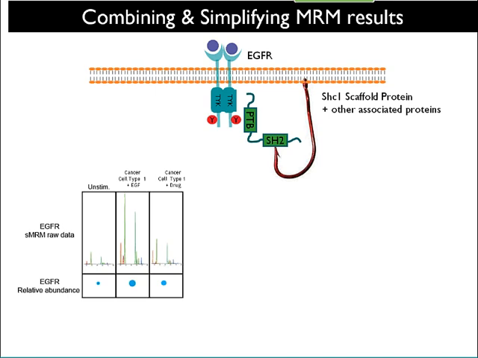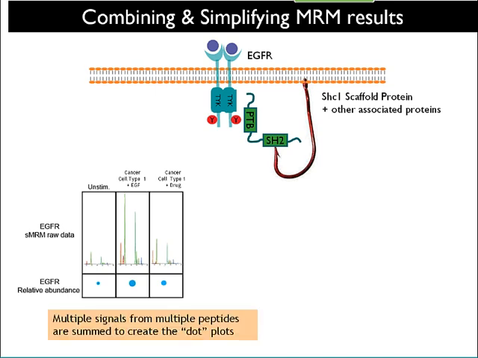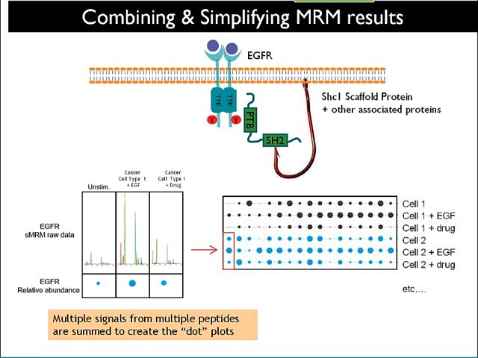Now that's great for certainty. We know for a fact that that is the protein we're looking at, and we know for a fact that that is the amount of it. But it gets very unwieldy if you try and plot out many, many proteins. So what we've done is we've reduced all that data down to a dot plot. And so you sum those multiple signals and you create a dot plot. So even though we have an enormous amount of information, all we've done now is reduced it to, yes, the protein is there, and how much.